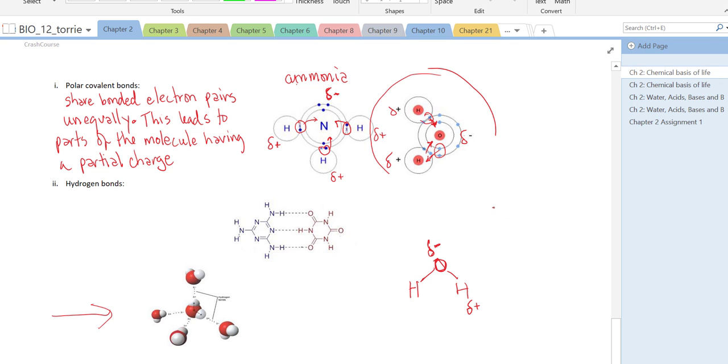So what would happen if we had another water molecule over here? Because of this slight positive charge here, we have a slight force of attraction between the two molecules. And this is what we call a hydrogen bond.